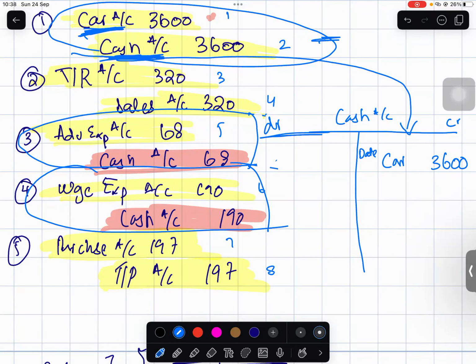In this transaction, cash is also being credited, which means that 68 you will write on the credit side. What is making the cash go on credit in this transaction? It is the advertising expense. You will write advertising expense here, and whatever date it may be, you will write over here.